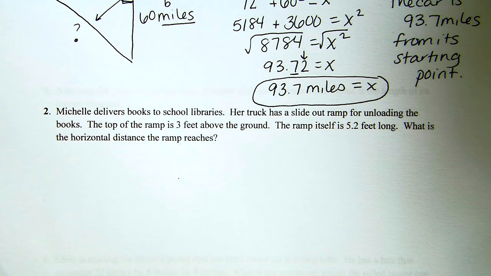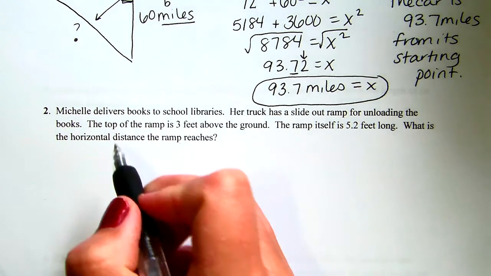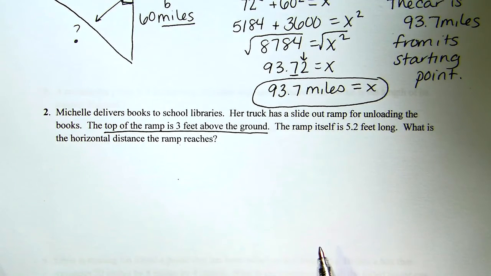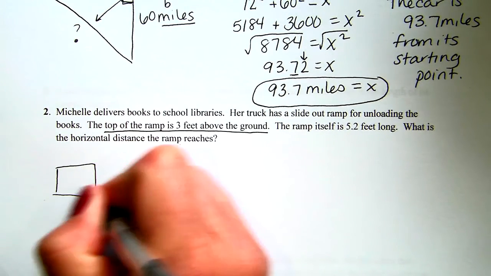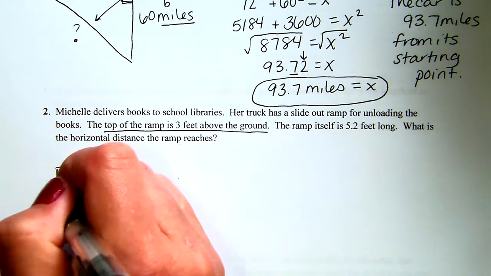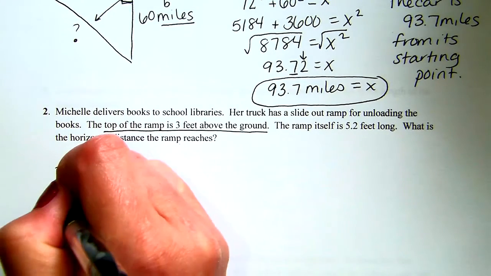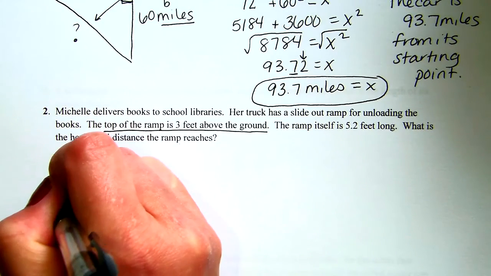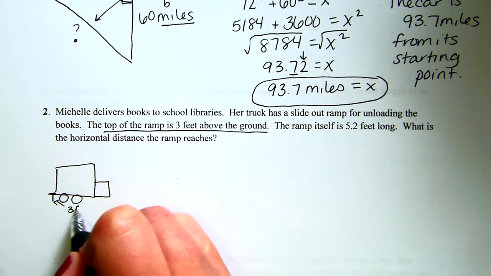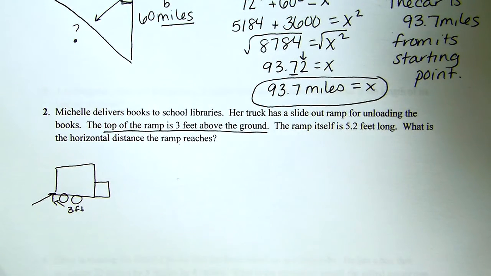So, once again, let's take a look at the information we have here. It says the top of the ramp is 3 feet above the ground. So if I'm on a truck, I'm going to state that this is my truck here. Boom. There's my truck. Okay. The ramp of my truck is going to start right here in this spot. And that's 3 feet from the ground. So this arrow right here, that's my 3 feet. Next, the ramp, the piece that comes off of the truck and angles down, is 5.2 feet.